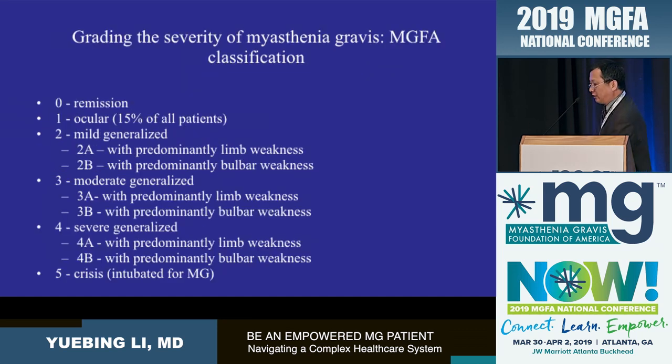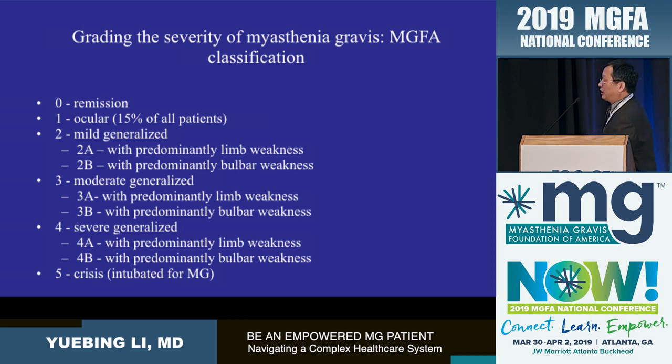All right, there is this disease severity classification. This might be too much, but if you know the worst stage you were at, it'd be great. If you tell people that you're an MGFA 3A, your doctor will be very impressed. The zero is remission. There used to be no zero, but now everybody has added zero to it. Ocular is MGFA 1. 2, 3, 4, 5 gradually increase in severity, but 2A and 2B are basically different regions. 2B is not necessarily worse than 2A.